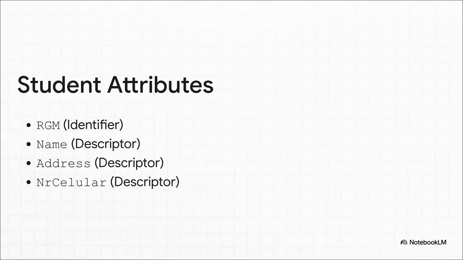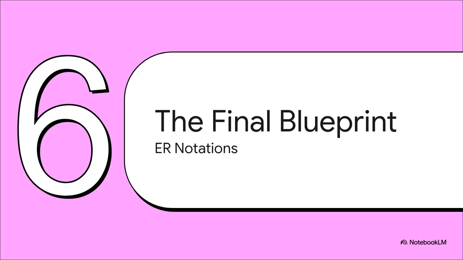So for our customer, we might have attributes for their name, address, and email. That's great. But what if 2 customers have the same name? To solve this, we need an identifier, like a unique customer ID. This is a number that is guaranteed to be different for every single person, allowing the system to tell them apart with absolute certainty. And with that, we have all the pieces. We've got our entities, our relationships, our cardinality rules, and our descriptive attributes. All the puzzle pieces are on the table. We are now officially ready to assemble the final blueprint.